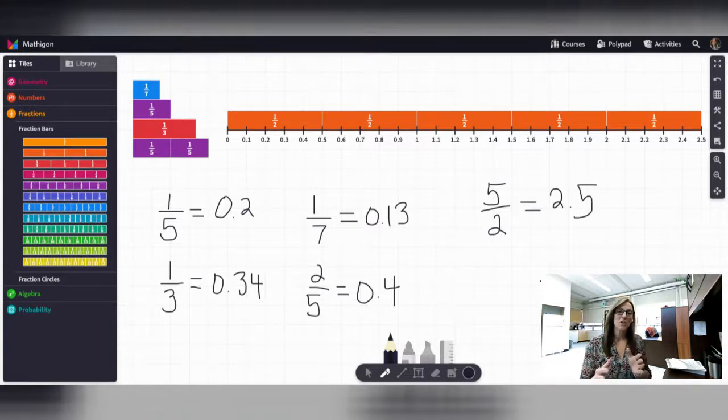All right, so there you go. This is using Polypad, and we have our number line, and then we're using our fraction strips or fraction bars to help come up with that relationship between our fractions and our decimals. I hope this helps you and your students.